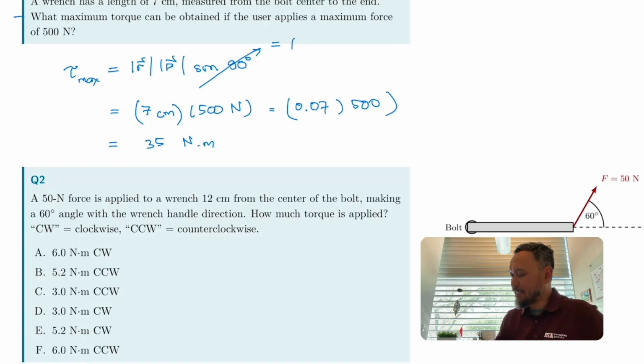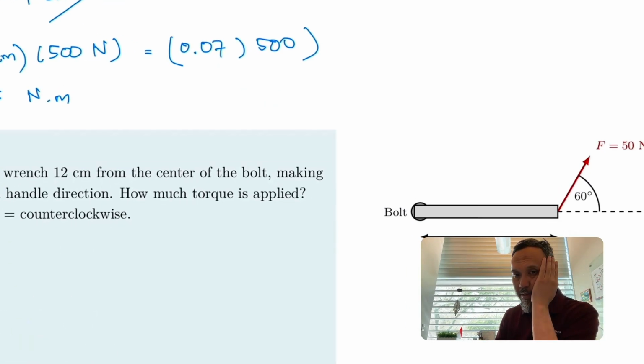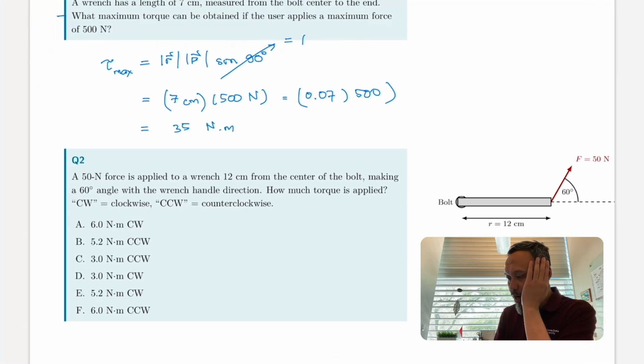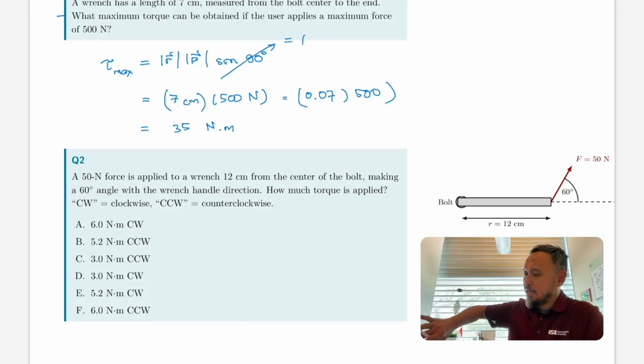Q2 is this system here. A 50 newton force is applied to a wrench 12 centimeters from the center of the bolt. How much torque is applied? And is the direction clockwise or counterclockwise? We will talk about the direction of torque on Thursday, but right now what I can tell you is that we use the right hand rule to determine the direction.